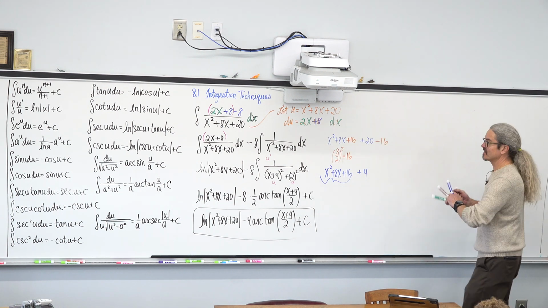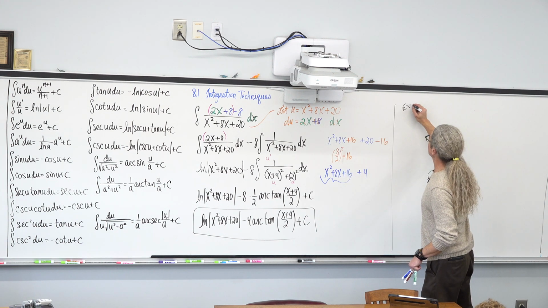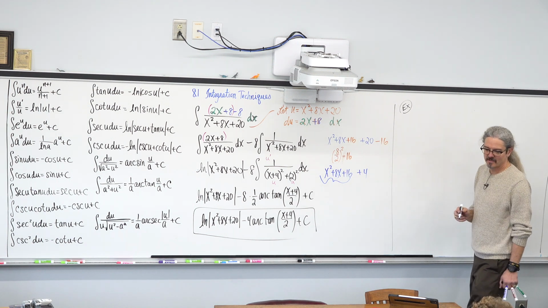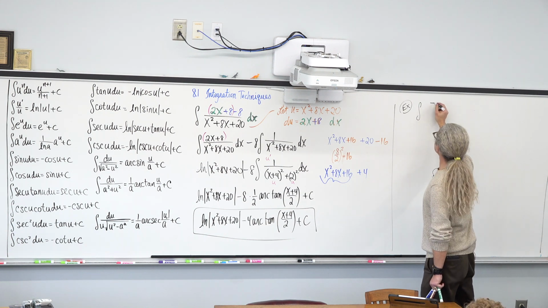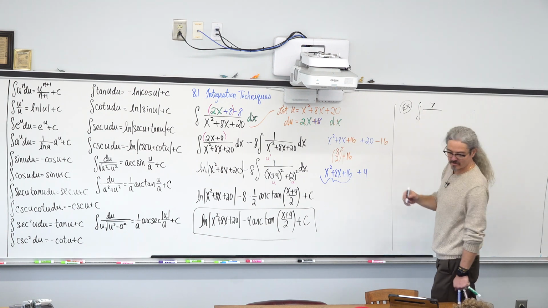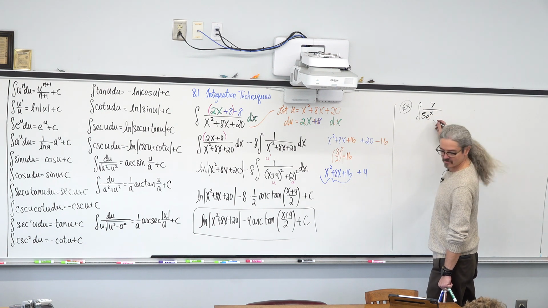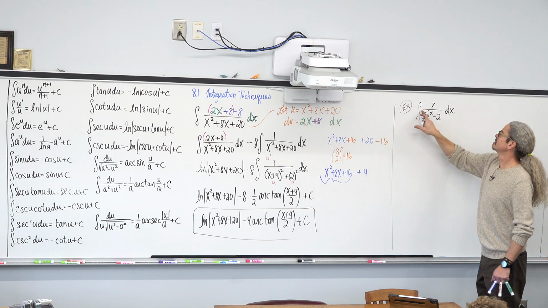We've got 10 minutes left. Let's do one more. As our last example today, we've got an indefinite integral of 7 over 5 e to the x minus 2 dx.